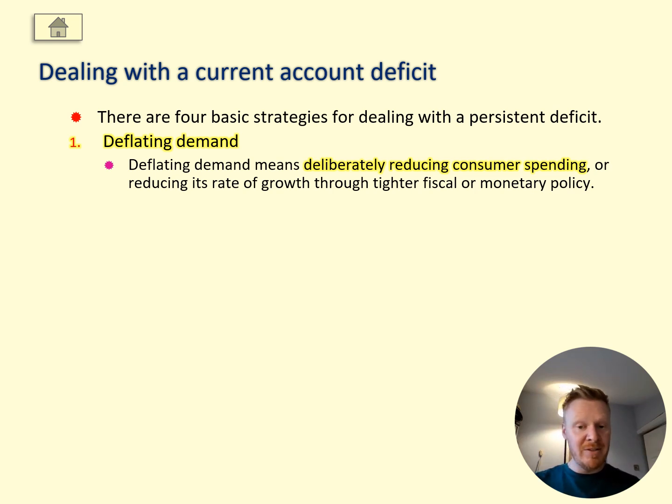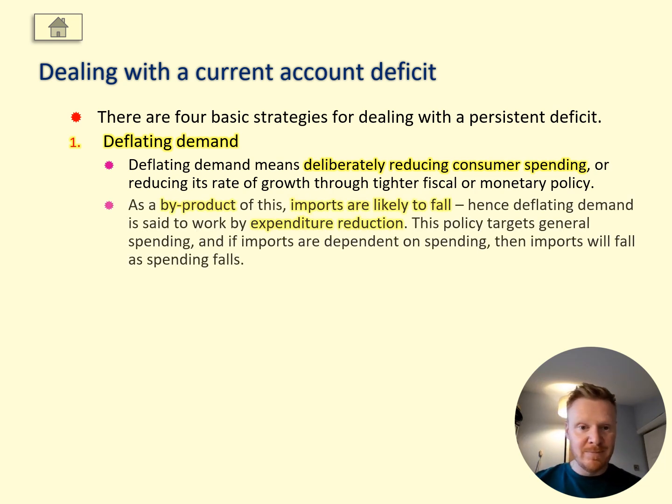Remember I said a problem is when we're all getting richer, we spend more, and some of the things we buy, we're pulling in from abroad, worsening our deficit. So we could just make everybody poorer and reduce their consumer spending. This is, as you can imagine, extremely unpopular, and only done in extreme cases. So, as a byproduct of this, imports are likely to fall. Hence, deflating demand is said to work by expenditure reduction.